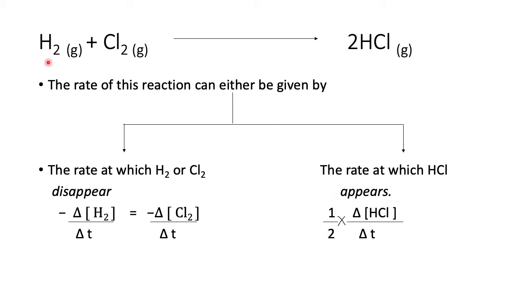Now again, let's go back to the equation. If you notice here, we've got 1 mole of hydrogen, because I've not written the coefficient, it means 1, combining with 1 mole of chlorine, but it is giving you 2 moles of HCl. So what we are saying is, we are writing these two expressions with regards to the change in the concentration of hydrogen or chlorine.